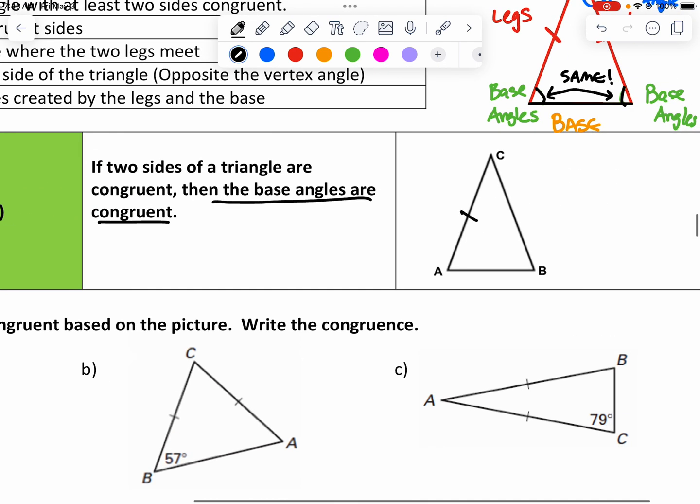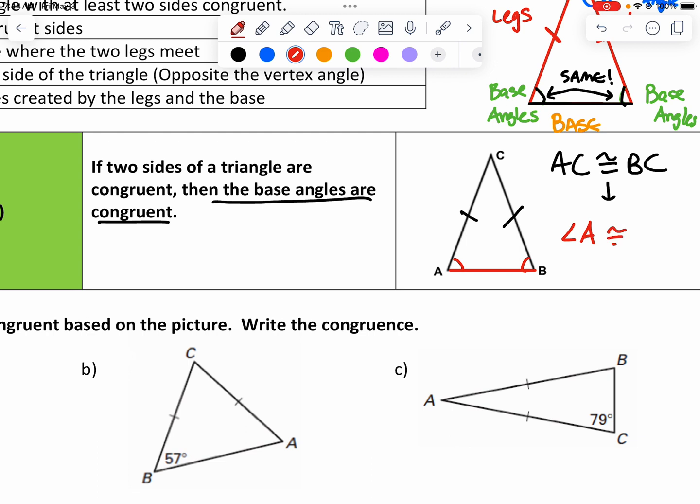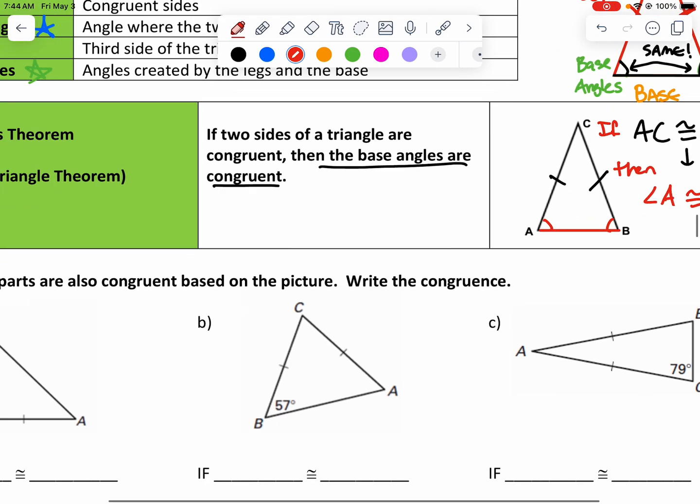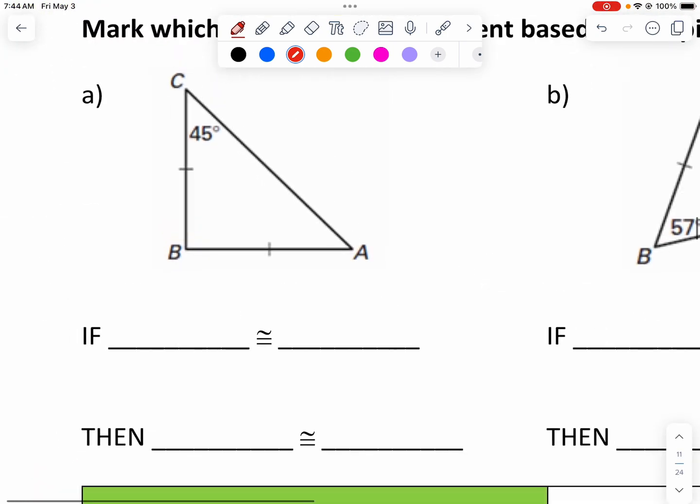So for example here, AC is congruent to BC. Therefore, it tells me that wherever they meet the base, which is right here and here, those angles are also congruent. This is what we're going to be doing a lot today, identifying the things that we have. These are my if-then statements. On letter A, your ifs should always be what congruency it's giving you.